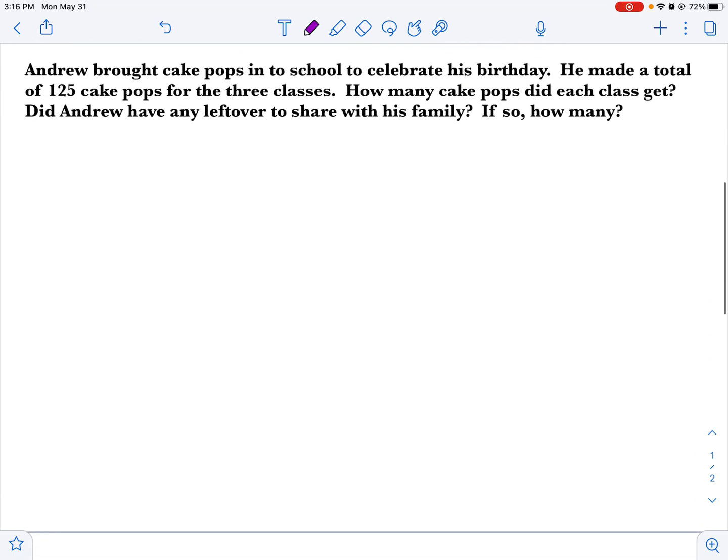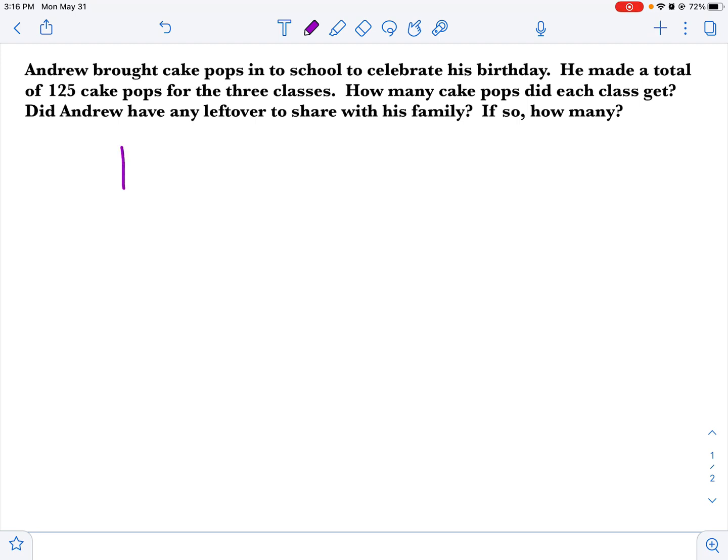Another example is simply just equal groups. In this case, I've got Andrew bringing cake pops into school to celebrate his birthday. He makes a total of 125 cake pops for the 3 classes. Seems like a lot, seems unrealistic. But remember, cake pops are kind of small, so a larger number does make a little more sense than bringing in 125 cupcakes per se. How many cake pops did each class get? Did Andrew have any left over to share with his family? And if so, how many? So there's a hint here that there could be a remainder, okay?